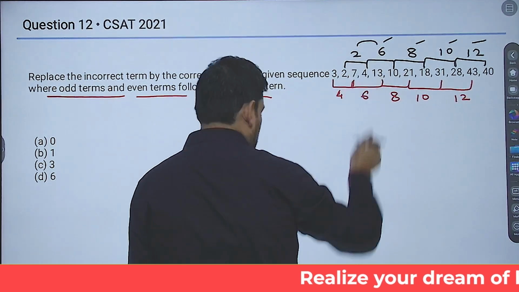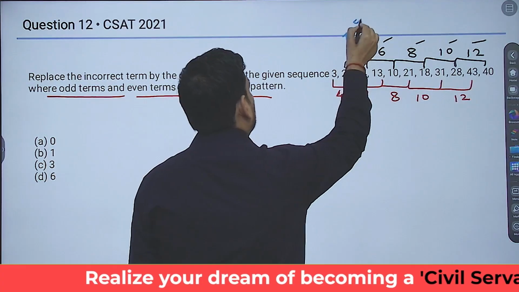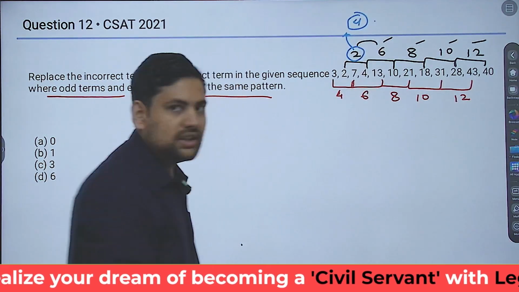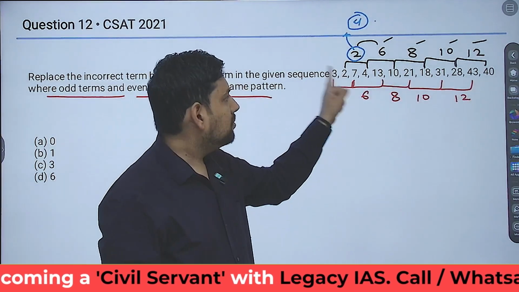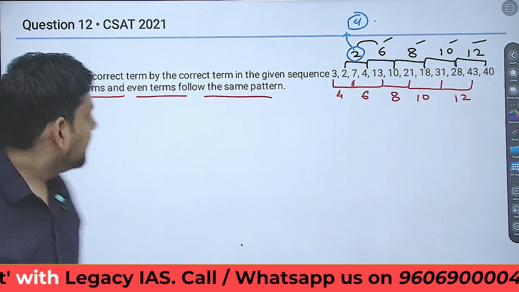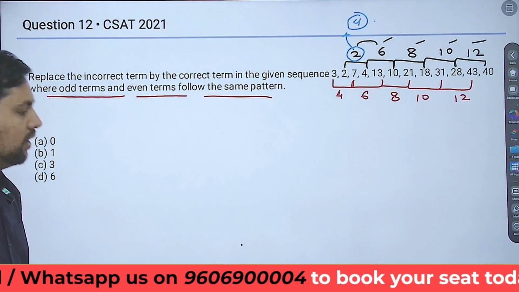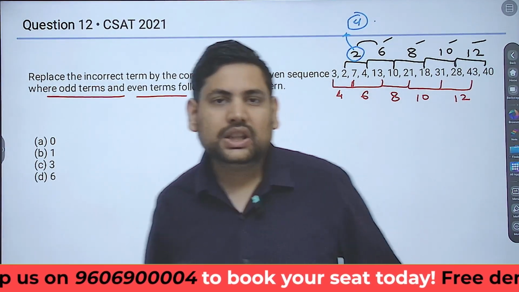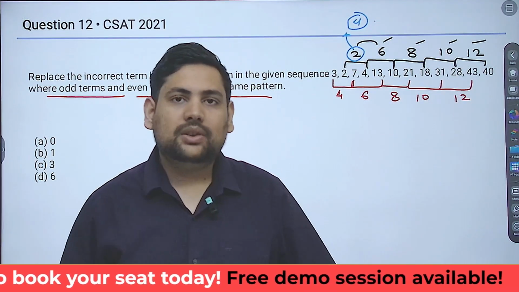While what you are supposed to get, most probably, is 4. Correct? Do you understand? Because here the series is 4, 6, 8, 10, 12, here it should also be 4, 6, 8, 10, 12. Now, the question says, replace the incorrect term by the correct term in the given sequence. So you need to first find out which is the incorrect term and what should be the correct term in its place. That will be your answer.